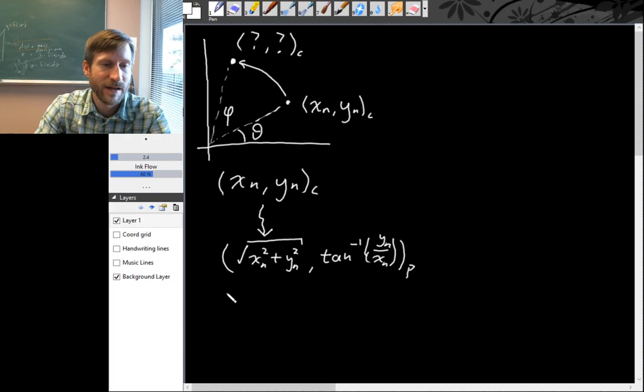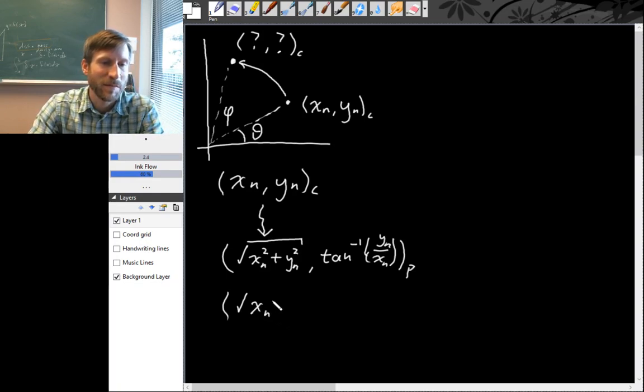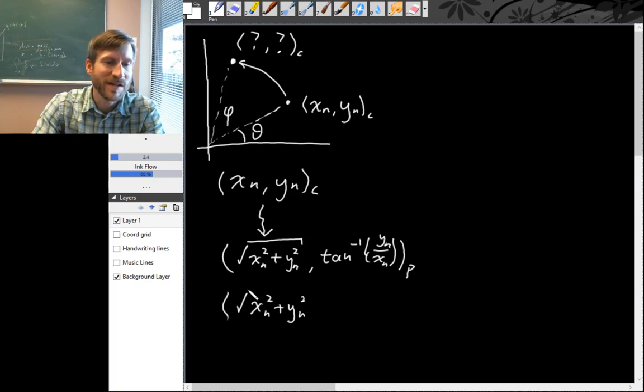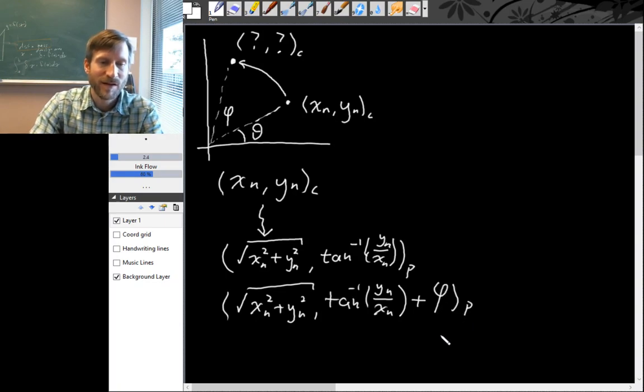And then to rotate this point, we need to take our theta coordinate, which is inverse tangent of y sub n over x sub n, and then add phi to that. So these are polar coordinates, but this is the transformed point, the rotated point.